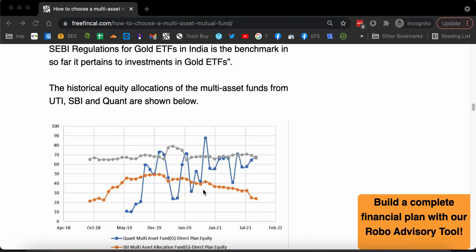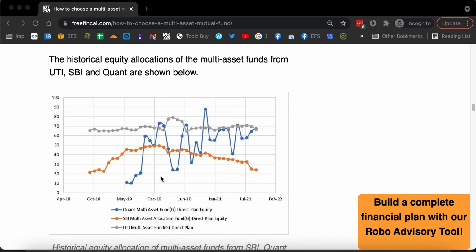Now, if you look at the historical equity allocation, the Quant fund is a blue line that fluctuates significantly, and I don't know what they are drinking to change equity allocation so much month after month. SBI is the orange dots. That's a lot more sedate.